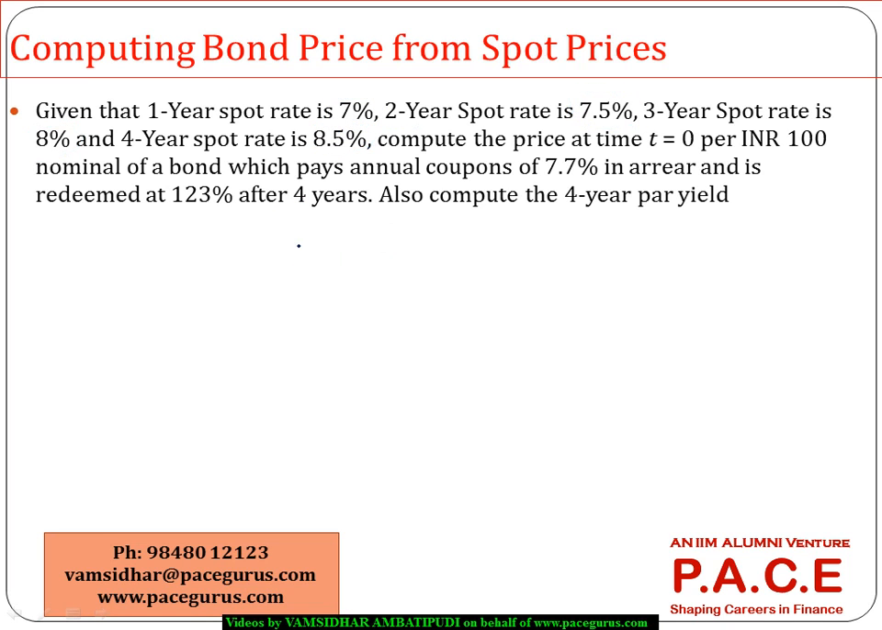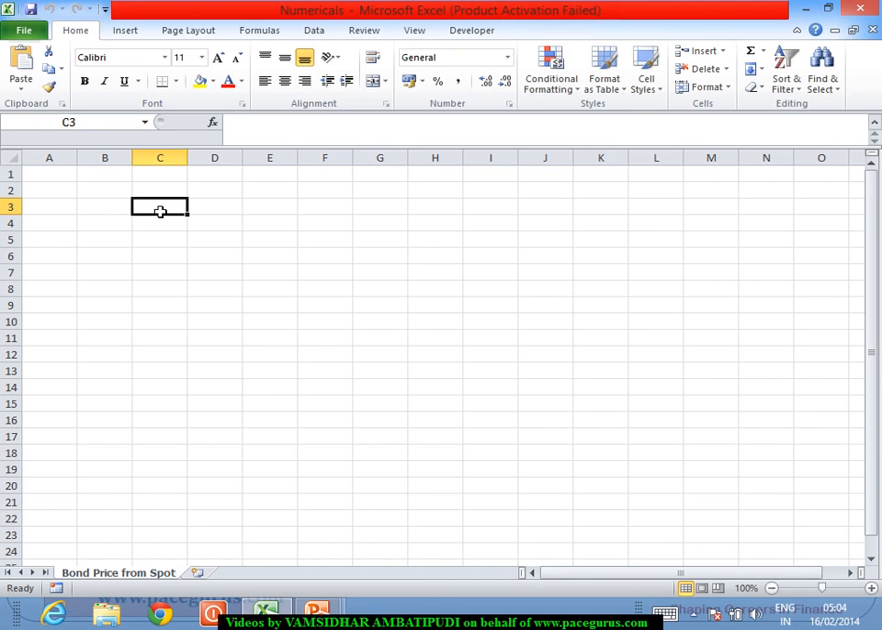So we have a 1 year spot rate, 2 year spot rate. So a 1 year spot rate is 7%, a 2 year spot rate is 7.5%, a 3 year is 8%, and a 4 year is 8.5%. Okay, so this is years, and this is spot rate.